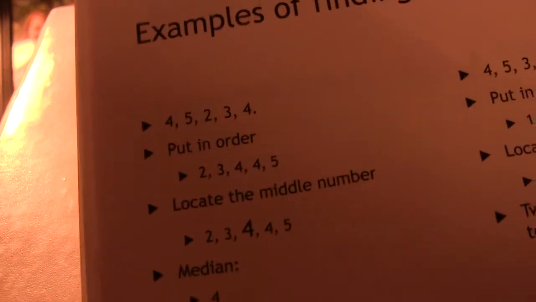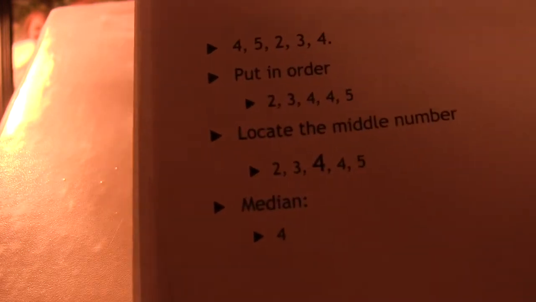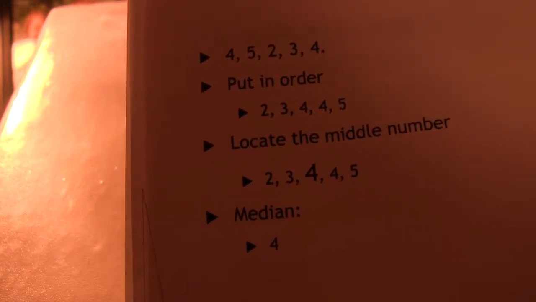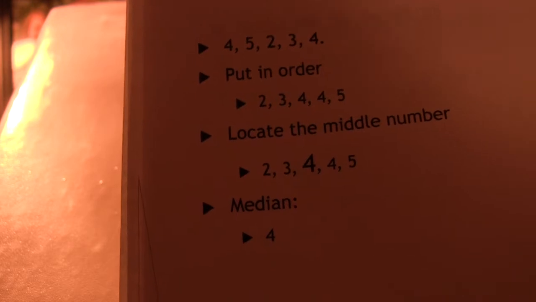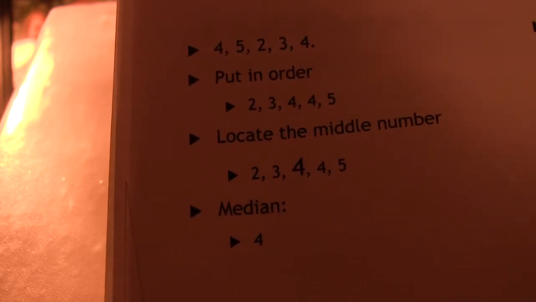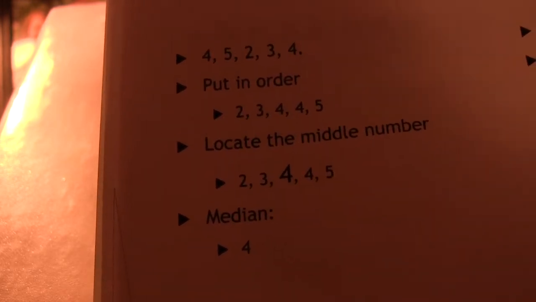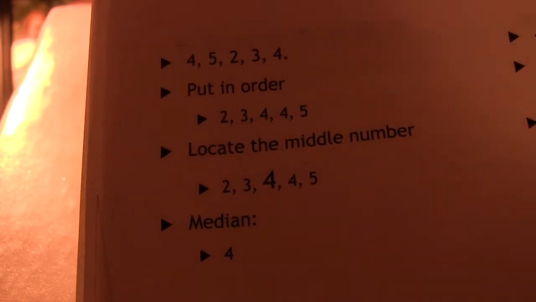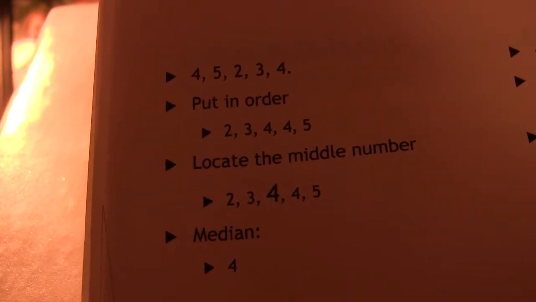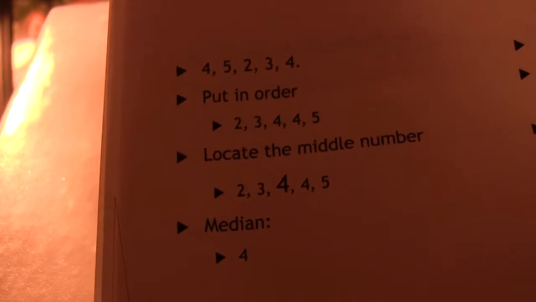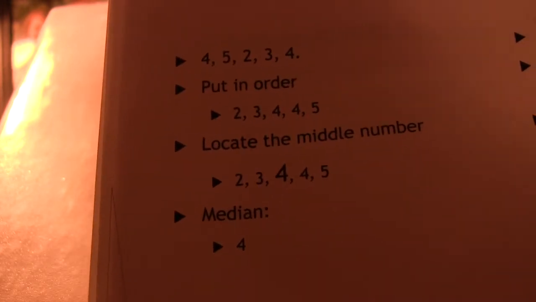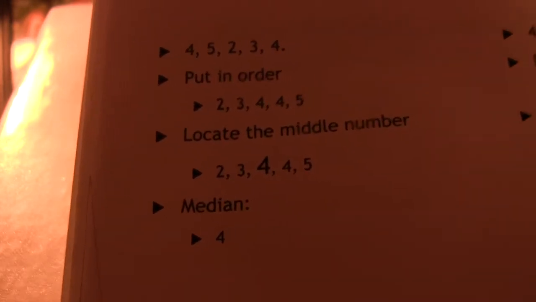Here's the first example of finding the median. You have the numbers 4, 5, 2, 3, and 4. You have to place them in order from least to greatest. So you do 2, 3, 4, 4, and 5. Then you locate the middle number, which would be 4 in this case. I've bolded it. Therefore, your median is 4.